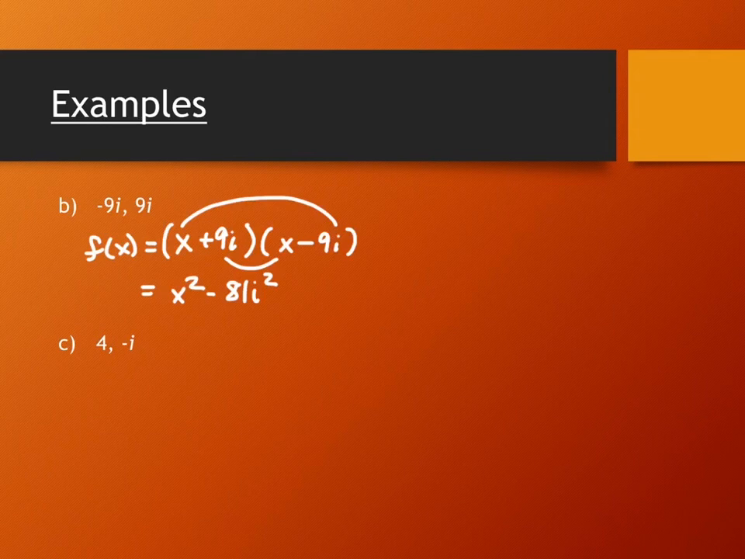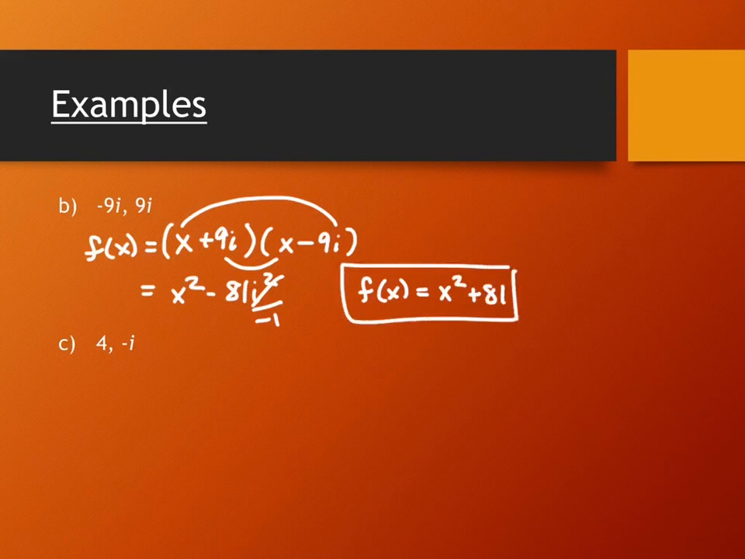Okay, and Amos, you mentioned that the i squared is equal to negative 1, right? So if I'm replacing it with negative 1, what will this end up actually equaling? Positive 81, right? So this is f of x equals x squared plus 81. Is everyone good with that?